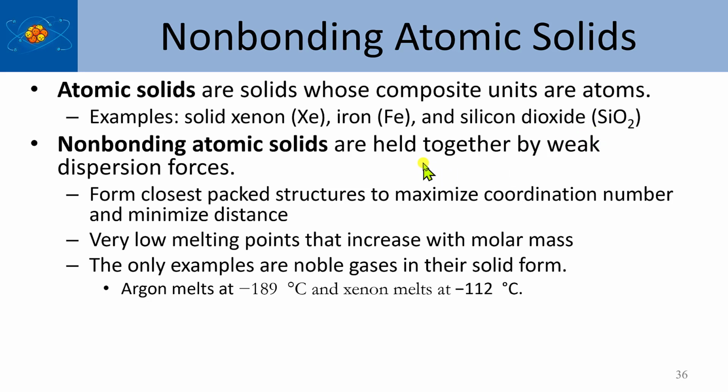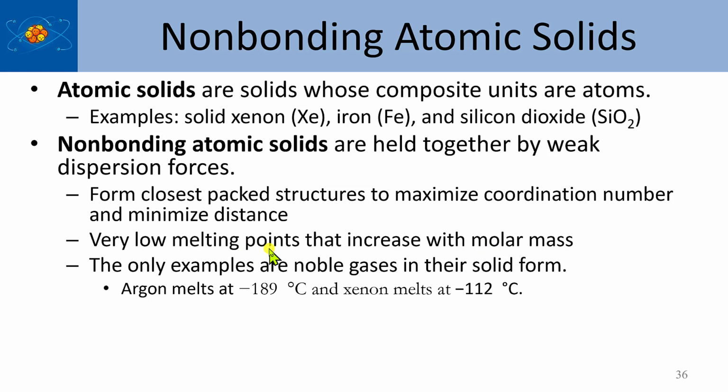Okay, so non-bonding atomic solids are held together by just weak dispersion forces, and what they'll tend to do is form a solid that gives them the highest coordination number and minimizes the distance between the atoms, right? So face-centered cubic, for example, would be an example of a type of crystal structure that would satisfy those kinds of criteria. They have really low melting points because really all that holds them together is dispersion forces.